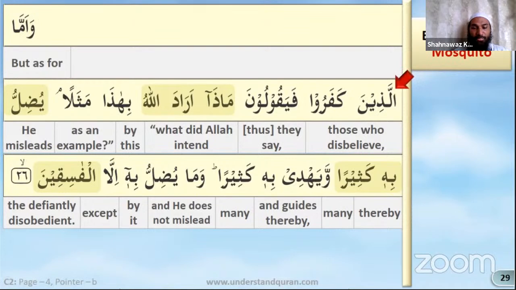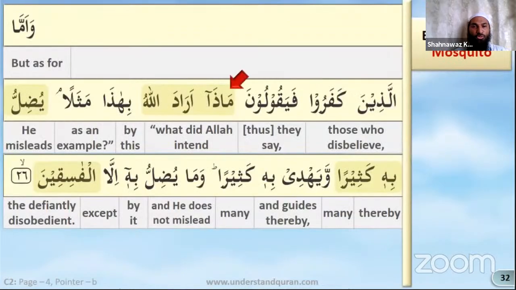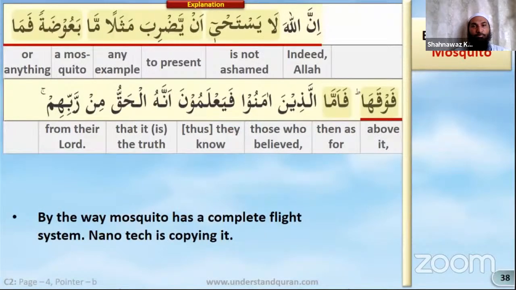So wa amma alladhina. The first example is fa, and the second example is wa, and the first example is talking about amanu, and the second example is talking about kafaru. Okay, these are the two groups that are being spoken about. فَيَقُولُونَ مَاذَا أَرَادَ اللَّهُ بِهَذَا مَثَلًا يُضِلُّ بِهِ كَثِيرًا وَيَهْدِي بِهِ كَثِيرًا وَمَا يُضِلُّ بِهِ إِلَّا الْفَاسِقِينَ.